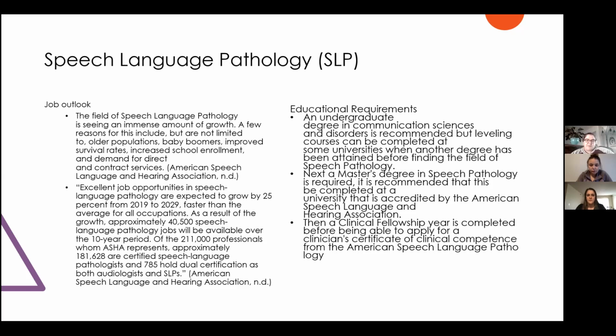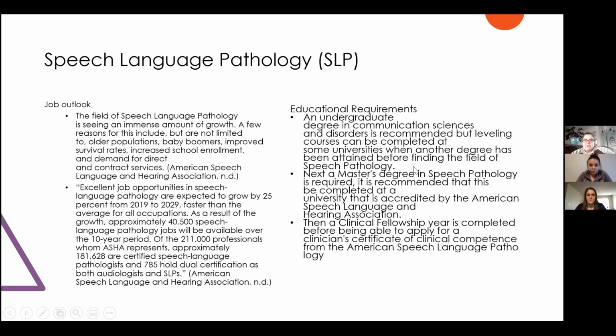Excellent job opportunities in speech-language pathology are expected to grow by 25% from 2019 to 2029, faster than the average for all occupations. As a result of this growth, approximately 40,500 speech-language pathology jobs will be available over the 10-year period. Of the 211,000 professionals whom ASHA represents, approximately 181,628 are certified speech-language pathologists, and 785 hold dual certification as both audiologists and speech pathologists.